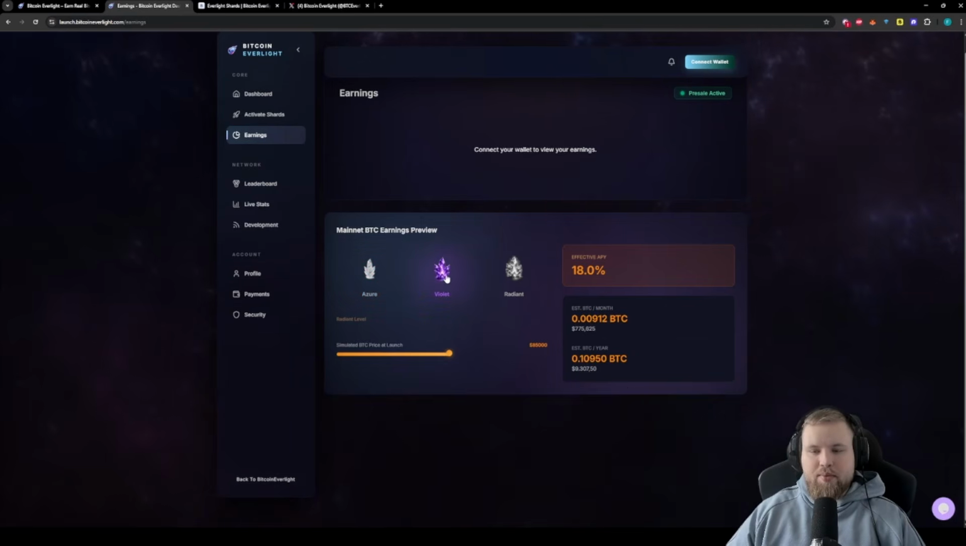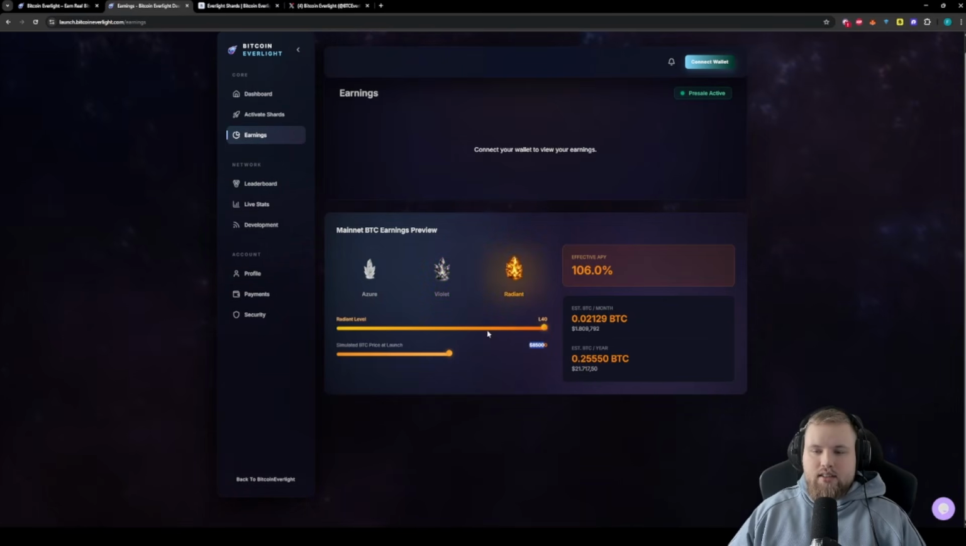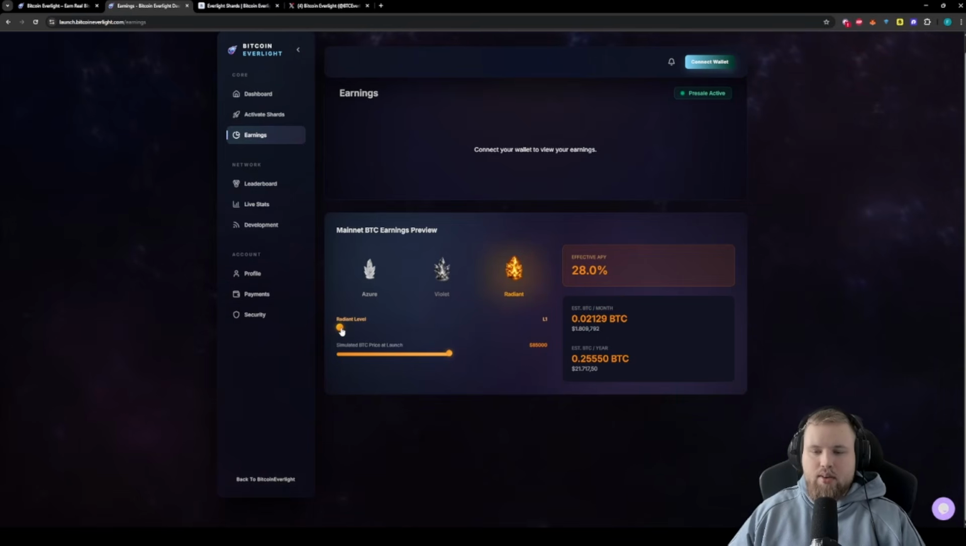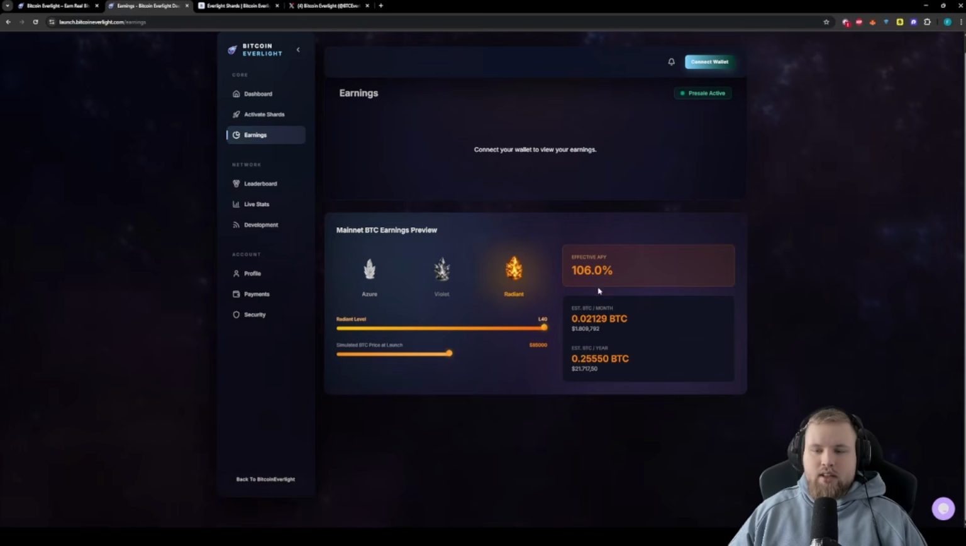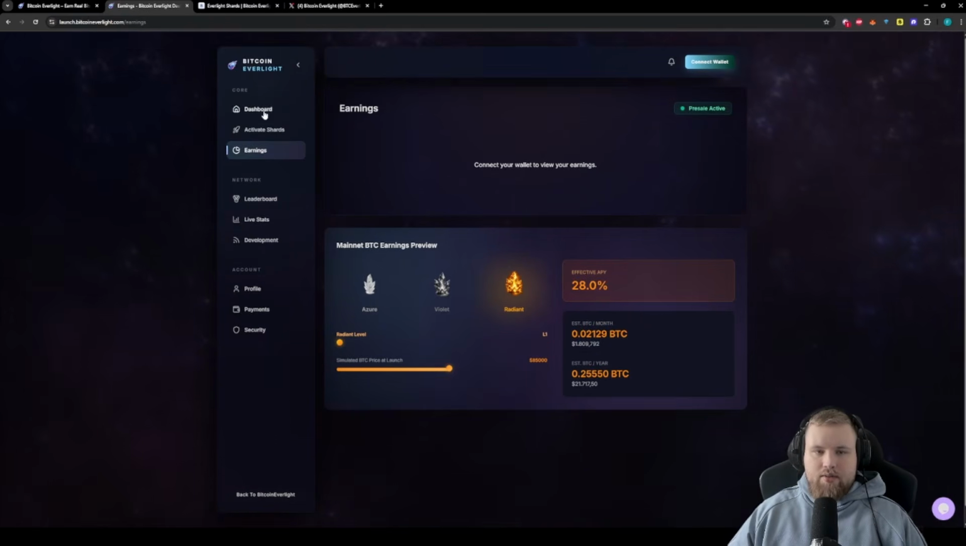Now, if you step this up to Violet, you're already making $775 per month with $9,300 in Bitcoin every year. And with Radiant, the base level is $1,800 per month and $21,000 per year. And obviously, as we can see, this APY goes up depending on the level.